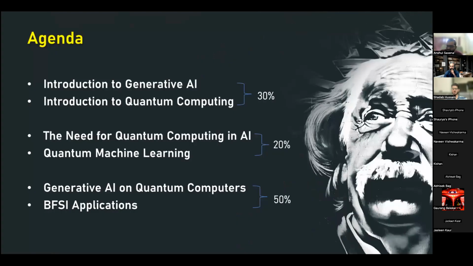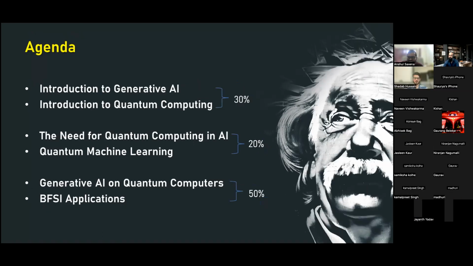And if you look at the particular agenda that we are going to follow, basically a little bit of introduction to generative AI, introduction to quantum computing, and afterwards we'll look at what's the need of quantum computing in AI, what is quantum machine learning per se. Then we will look at generative AI on quantum computers and its BFSI applications that can be powered by both generative AI as well as quantum computers.